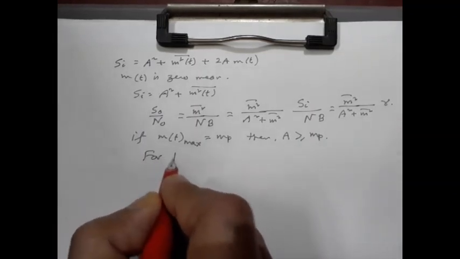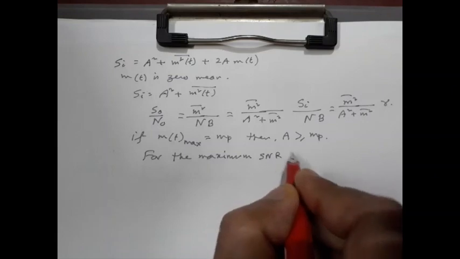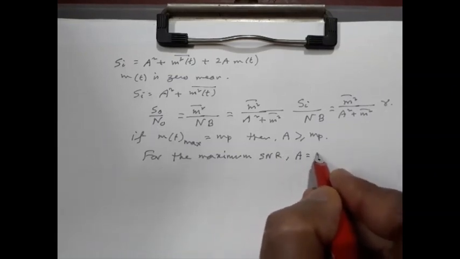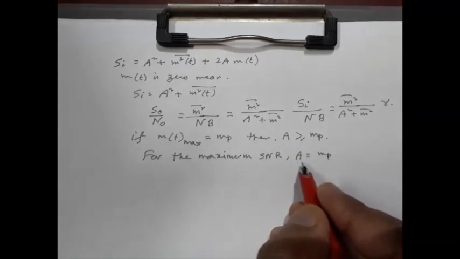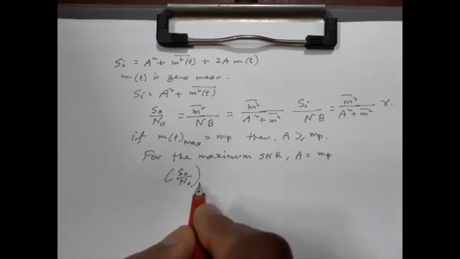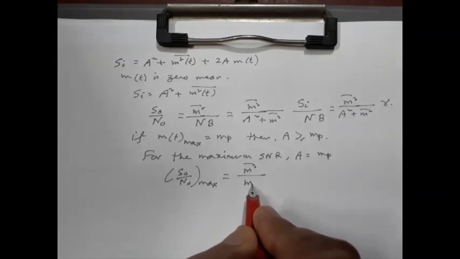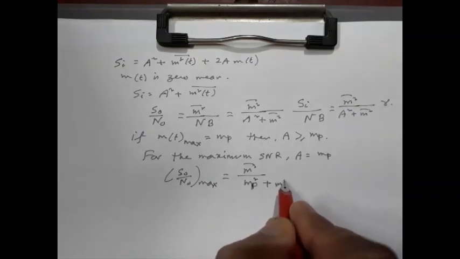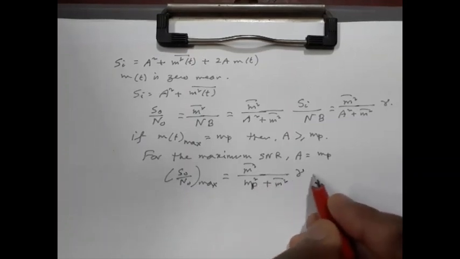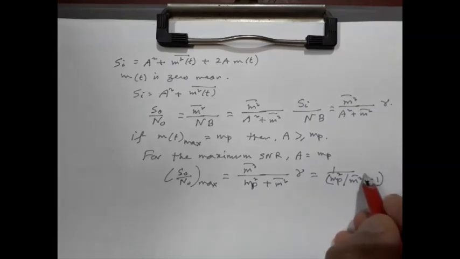So for the maximum SNR, A equals mp, that means when the modulation index equals 1, and under this condition (S0/N0) maximum is m square bar by (mp square plus m square bar) times gamma, that is equal to 1 by (mp square by m square bar plus 1) into gamma.